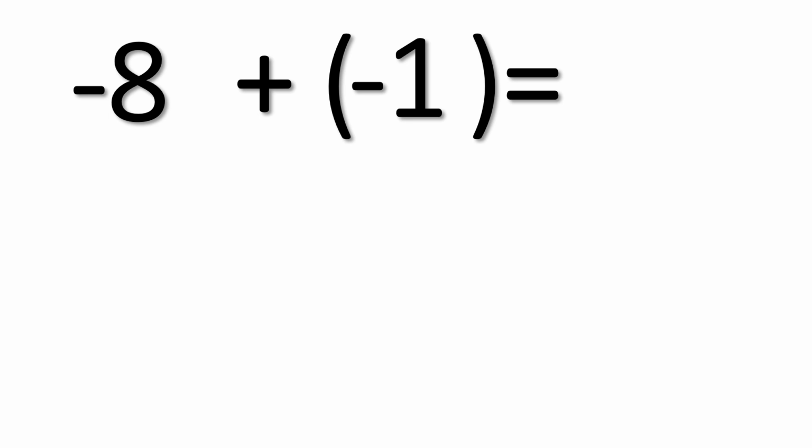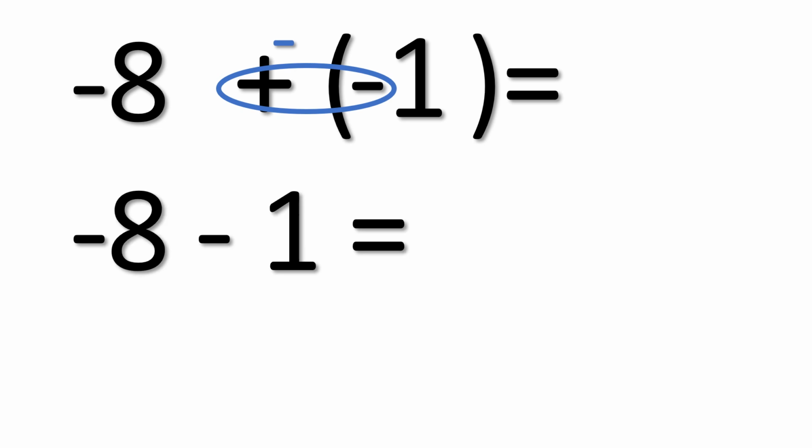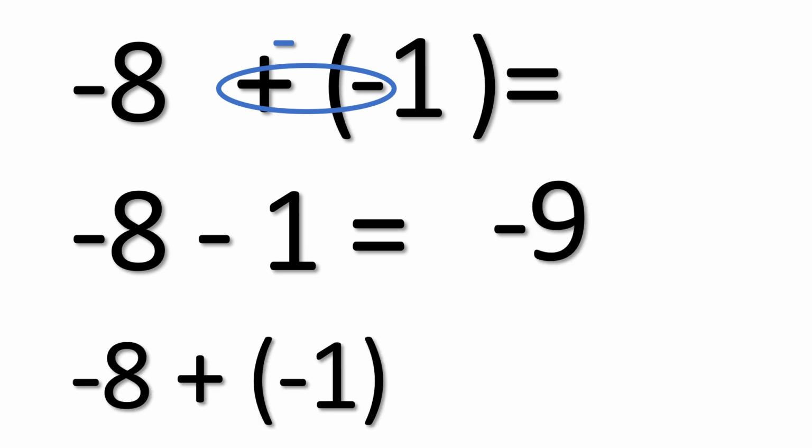Negative 8, I need to add to it negative 1. Remember, when I'm adding two numbers with the same sign, I combine, but make sure to put the sign also in the answer. So negative and positive over here is negative. Negative 8 minus 1, same sign, put the sign in the answer, and combine the numbers, so negative 9.